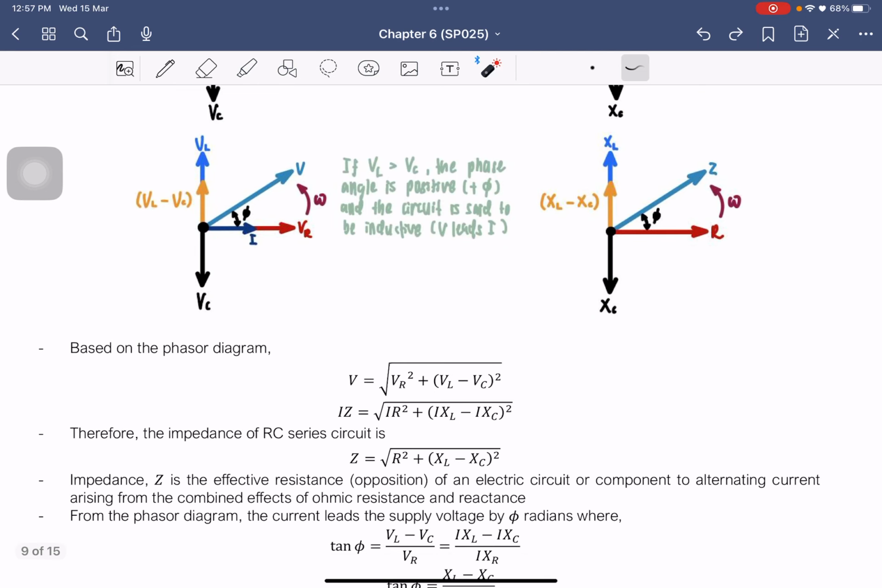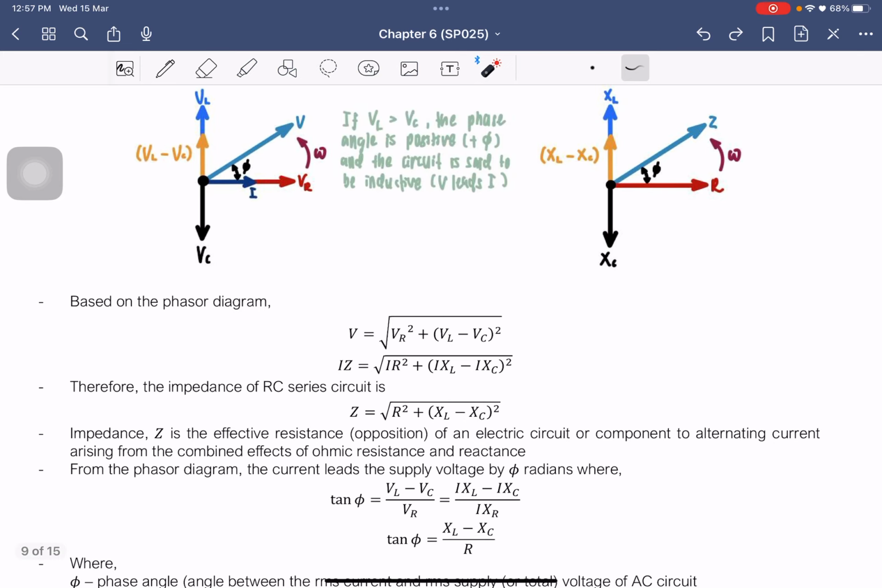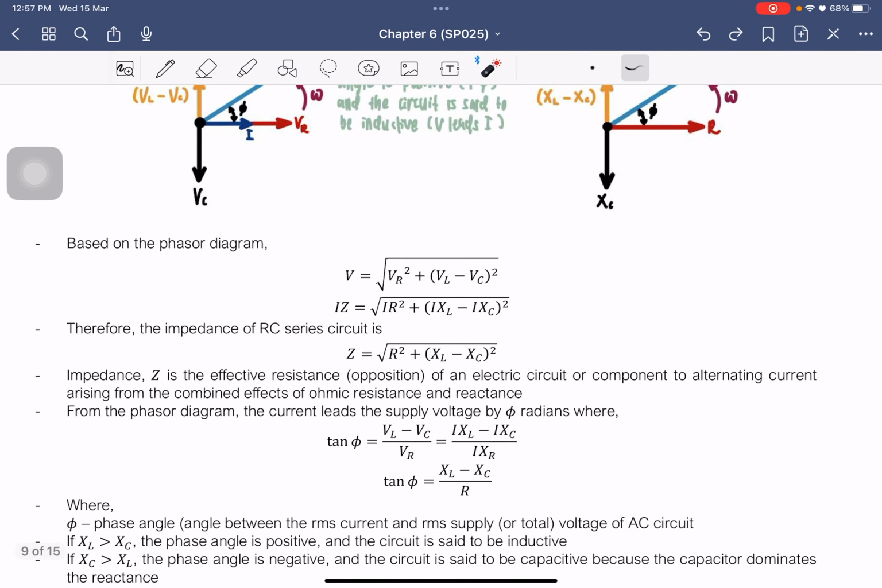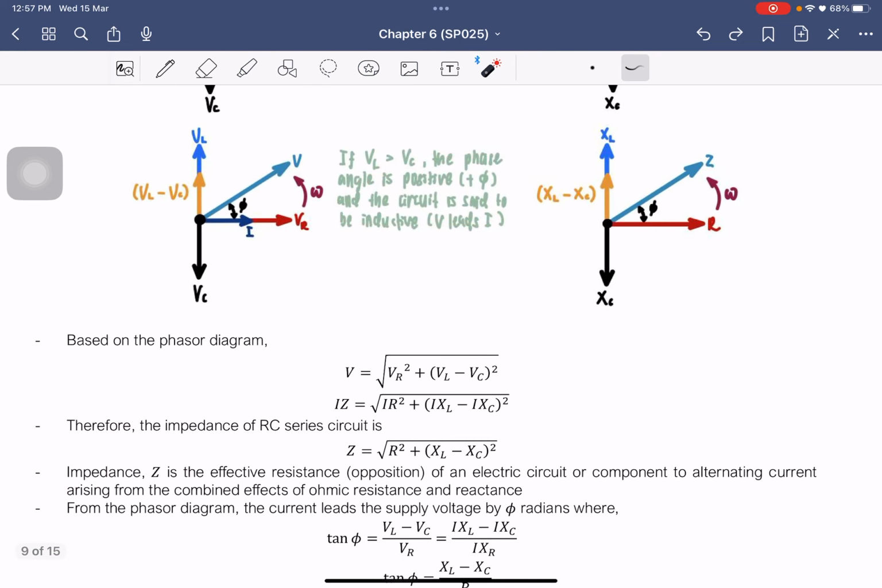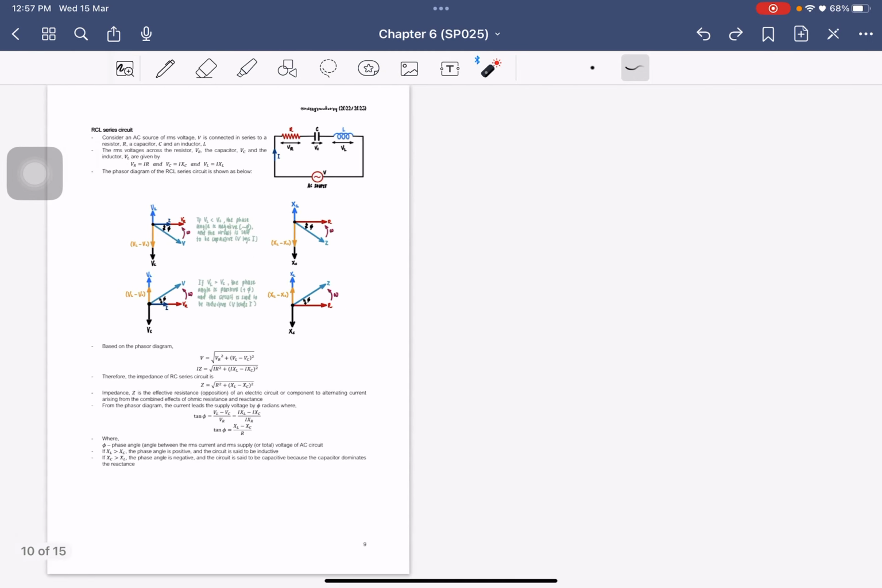And then how do we calculate the impedance is based on this equation here. Again, the impedance is the opposition of an electric circuit lah, okay, to the alternating current. So from the phasor diagram, the current then leads the supply voltage by phi radians. How do we calculate that? We are going to use this equation here. Alright, so this is actually the same thing as the one written here lah. It's just I've changed it to XL, XC. Macam tu lah, right? Okay.